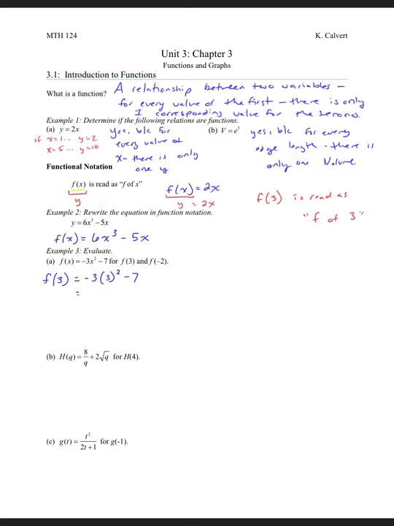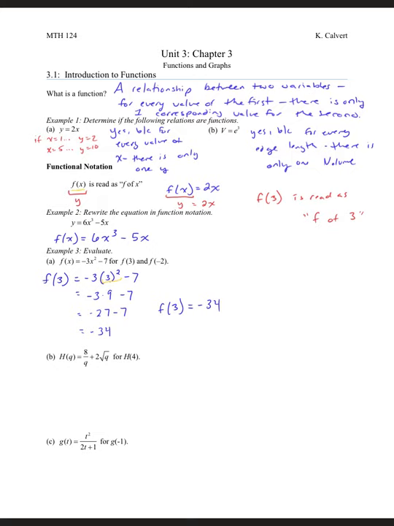And then we work through this. How do we simplify this? Well, we have to do the exponents first. We know 3 squared is 9, so we have negative 3 times 9 minus 7, which would be negative 27 minus 7, which would be negative 34. So we could say that f of 3 is equal to negative 34.